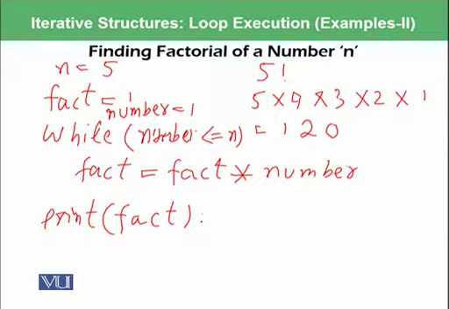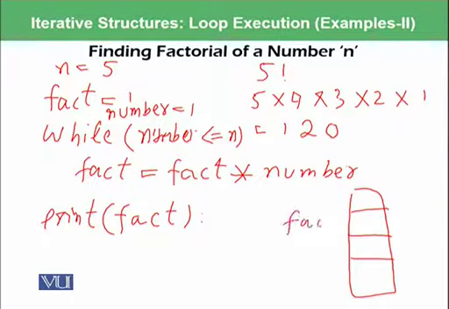Initially we have fact as 1, so we have a RAM in which we have fact as 1 and number as 1, and we are saying that number is less than equal to n, which means 1 is less than equal to 5. So the condition is true. Fact multiplied by number, 1 multiplied by 1, and that 1 is again going to be stored in fact. That's fine.